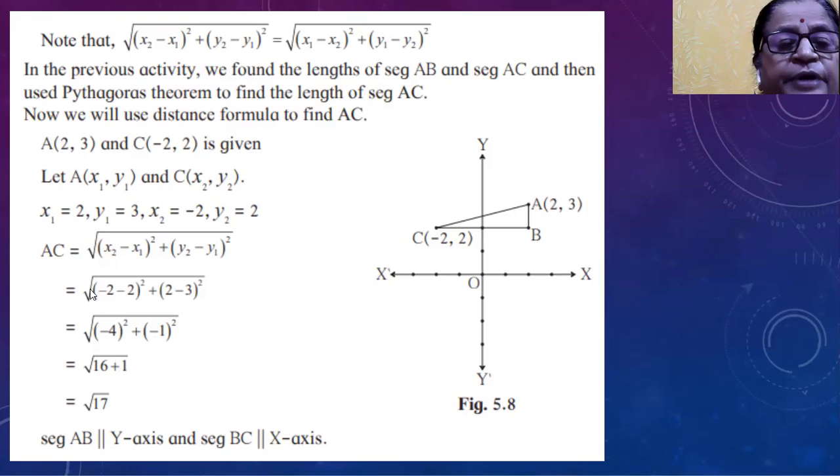We put in the value of x2, which is minus 2, and x1 is 2. Then y2's value is 2, and y1 is 3. We fill in these values. Then minus minus makes plus, and the sign will be minus, so we get 4 bracket square, and this minus we make minus, so we get 1 bracket square. Then 4 square is 16 and 1 square is 1.